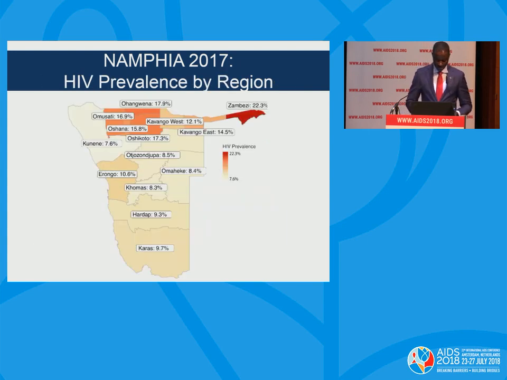Here is the prevalence by region. You can see at the top right, the Zambezi region has got the highest prevalence at 22.3%. This is the region that has got a high trucking route, and it's bordering about 4 other countries in Southern Africa. So as you can see, there's a whole lot of movement. Unfortunately, this also happens to be the region that had the lowest circumcision rate in Namibia. So it's a whole lot of things that came together.